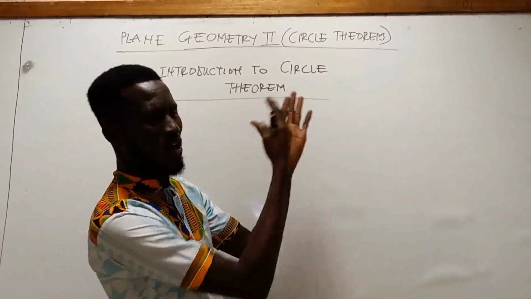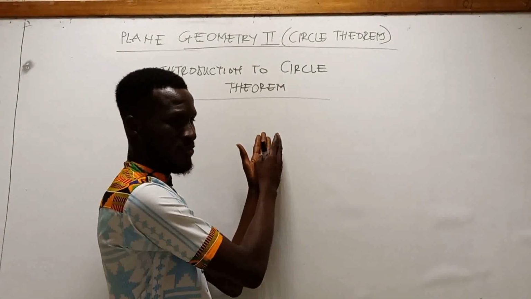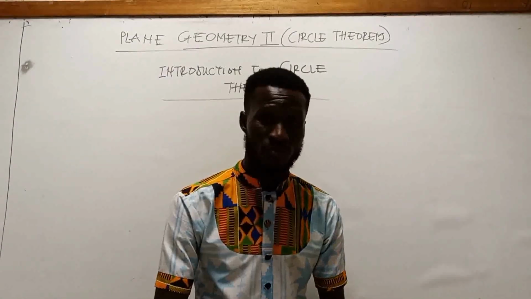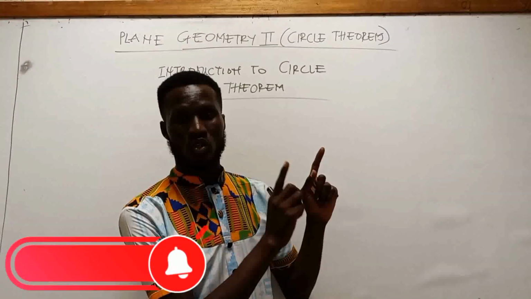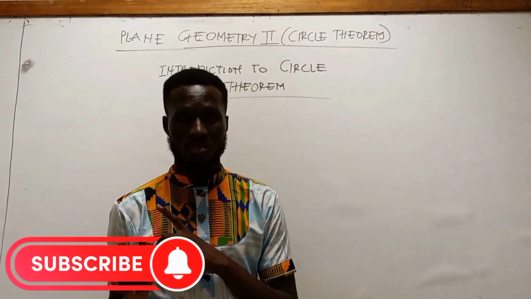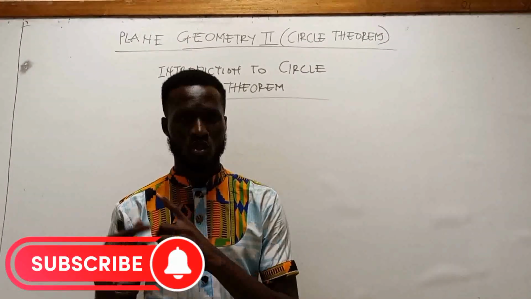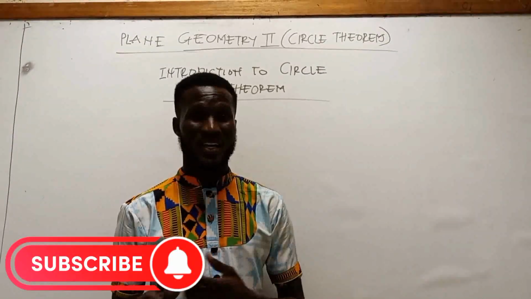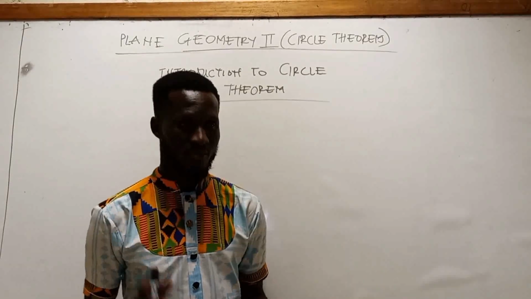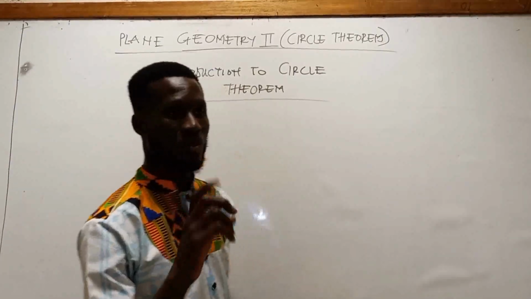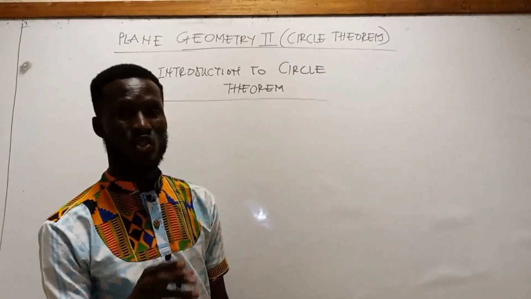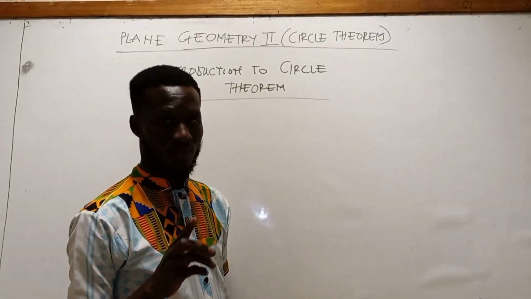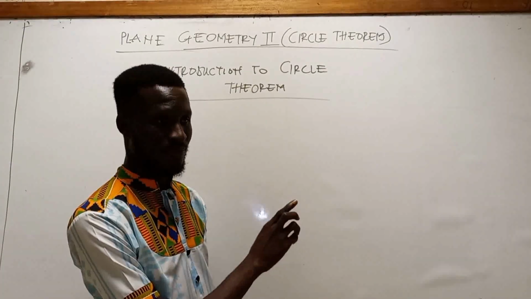So one of the theorems is the circle theorem. We also have another theorem known as the theorem of Pythagoras. We also have the binomial theorem. We also have other theorems of calculus. There are many, but our focus is on circle theorem. Any theorem related to the circle is what we call a circle theorem.